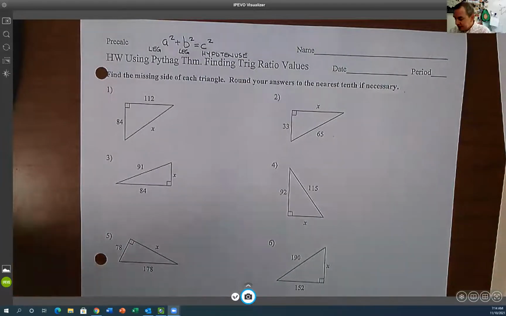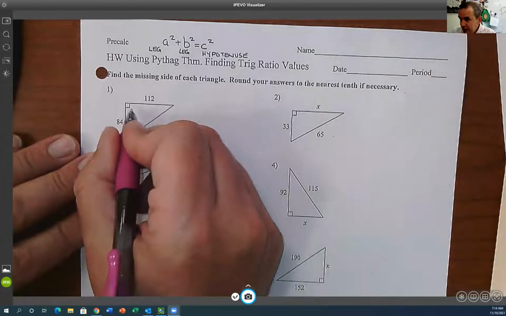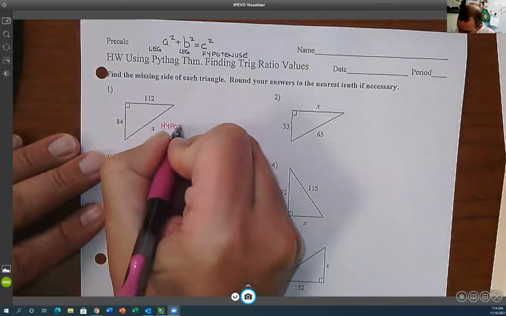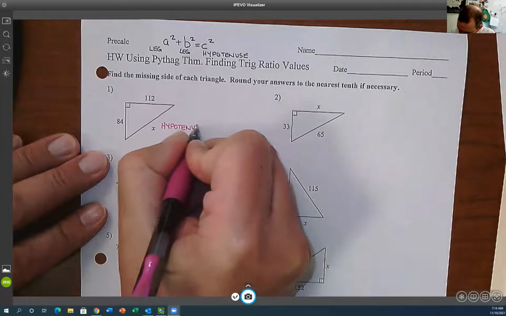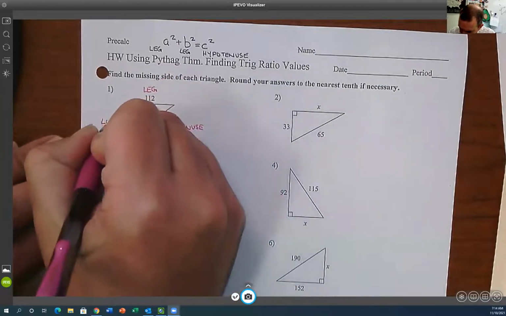So here, this guy right here is my hypotenuse. There's my right angle, and it's the side across. So this guy right here is my hypotenuse. This would be a leg, and this would be a leg.